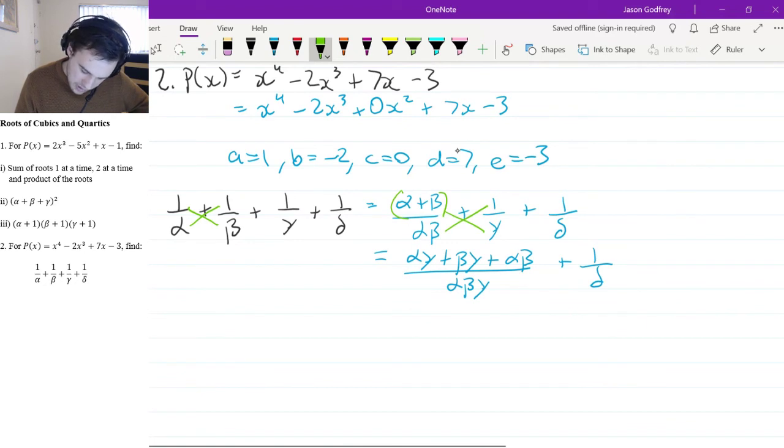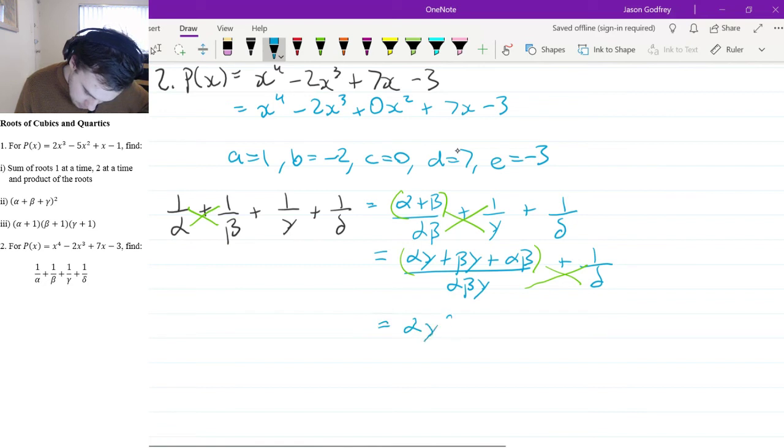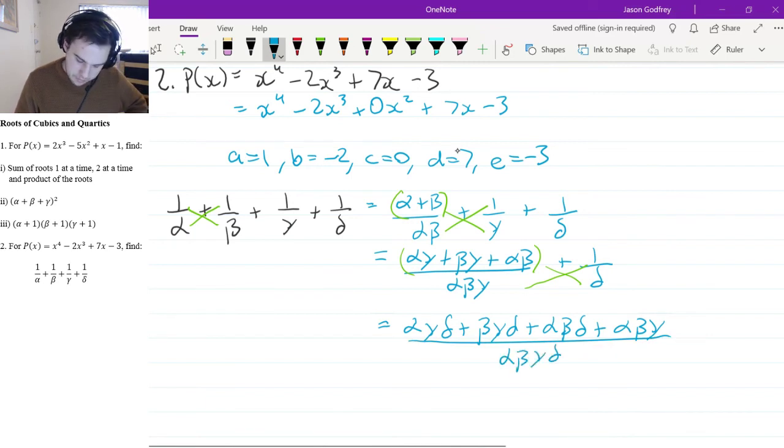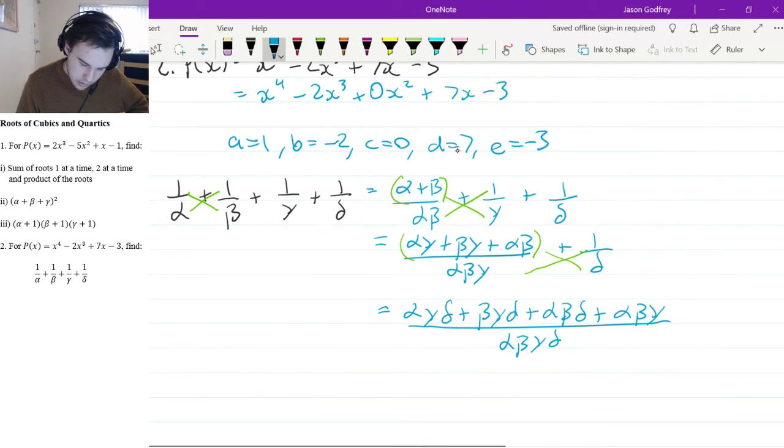So again, maybe you can start to see the pattern emerging. If we cross multiply these, you've got alpha gamma delta plus beta gamma delta plus alpha beta delta plus our new one up here, alpha beta gamma, all over alpha beta gamma delta.